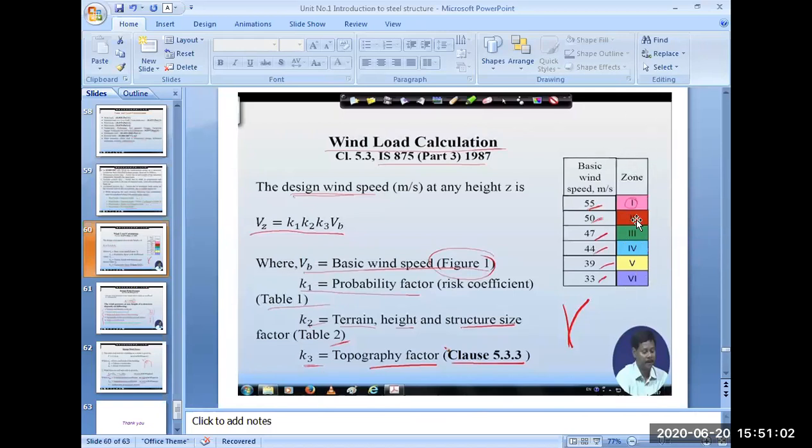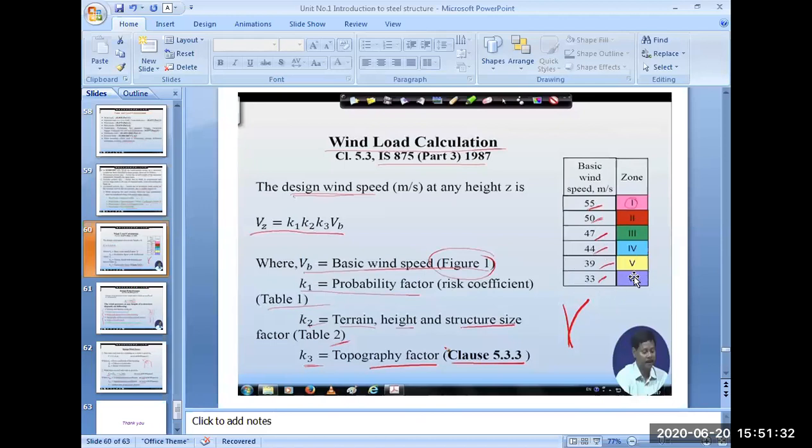So there are 6 zones: zone 1, 2, 3, 4, 5, 6. For zone 1, 55 meter per second is the speed of wind. For zone 2, 50 meter per second. For zone 3, 47 meter per second. For zone 4, 44. Zone 5, 39, and zone 6, 33. Generally, our Pune region, we can say Paschim Maharashtra, so Pune region is coming under zone 5.